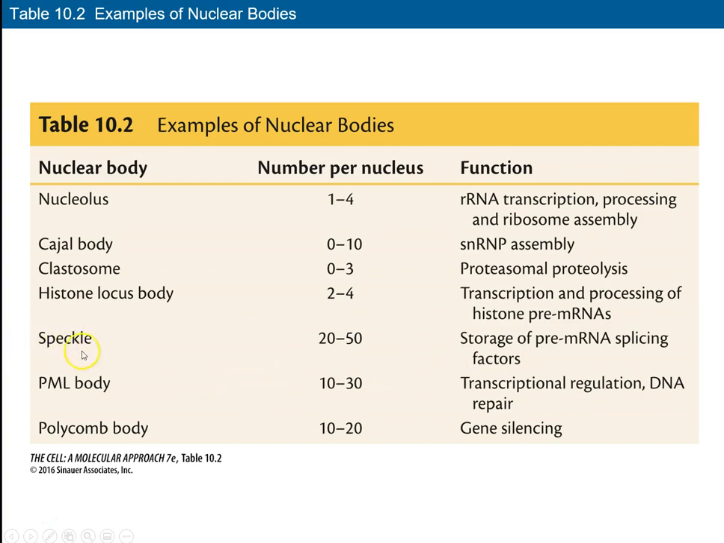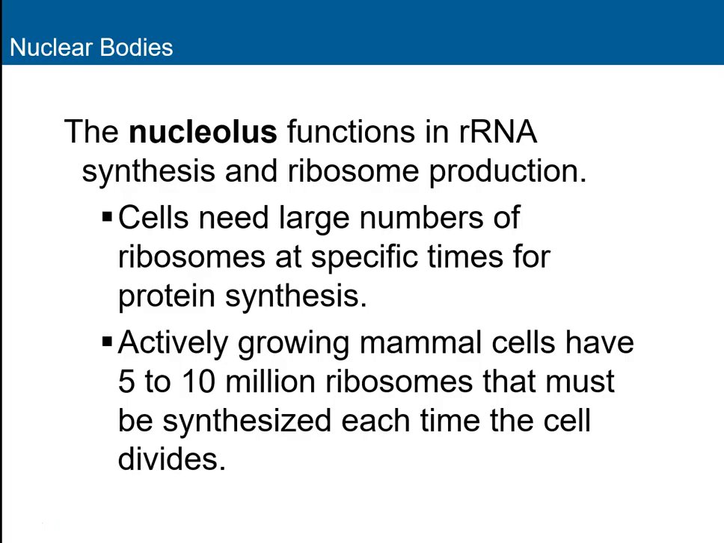Speckle. Oh, I already said that. PML body. This is another example of a nuclear body. Transcriptional regulation, DNA repair. Okay, polycomb body, gene silencing. So again, in the homework, I asked you to just list 3 and give me a basic function. That's really what's in this table. And like I said, we're going to go into more detail with the nucleolus, but not with any of the other ones.